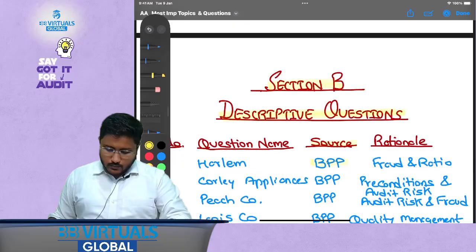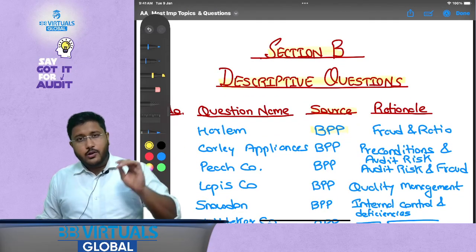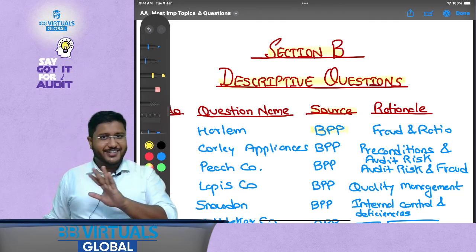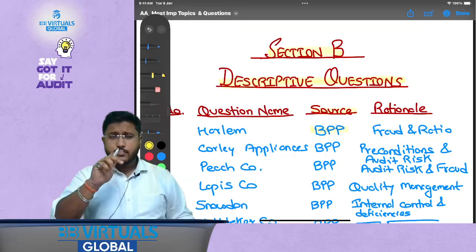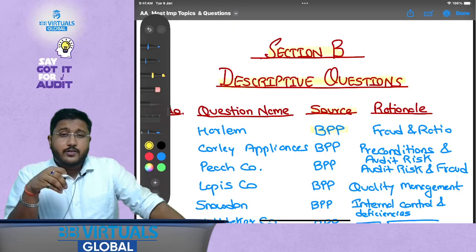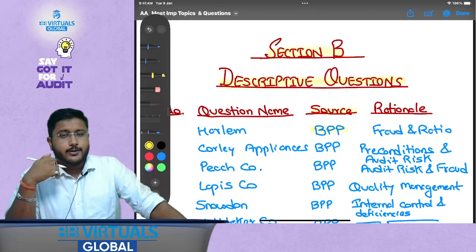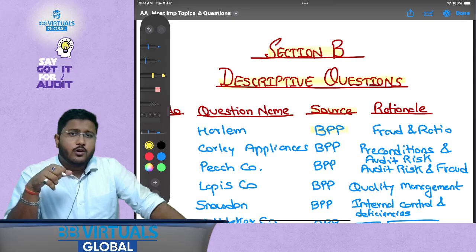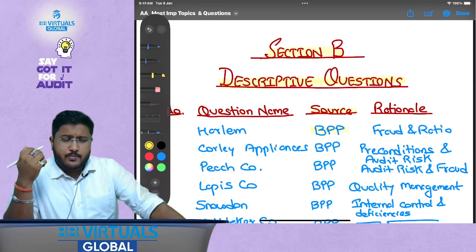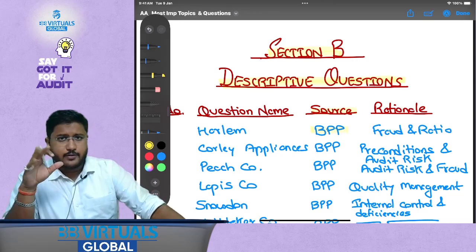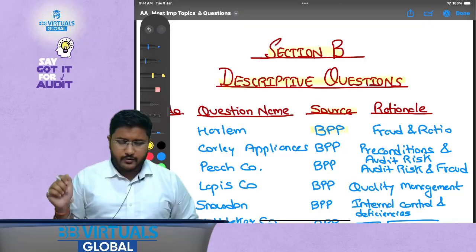Okay, now do I mean that you can only solve these questions and go to the examination? Definitely not. But what do I mean? That you can definitely start with these questions after your revision, and you can go ahead with solving other questions and appearing for the mock test as well, because you will be tested on different areas by solving these questions.